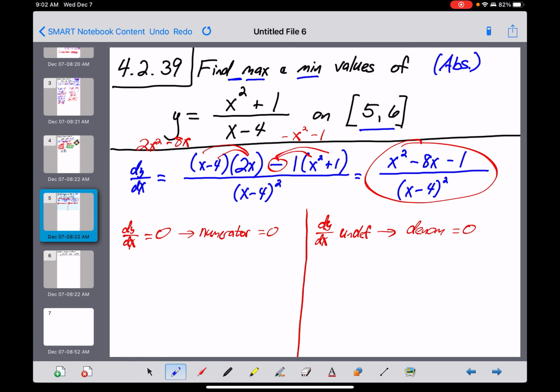So with rational functions, these tend to work really well. I'm going to take my numerator, x squared minus 8x, sorry, that's a minus 1 right there. Let's not goof that up. And set that equal to 0, and we're going to try to solve this. Then, a little bit later, I'm going to let my denominator, x minus 4 quantity squared, equal 0, and I'm going to work on solving that.